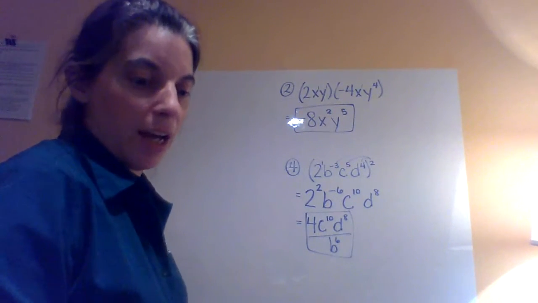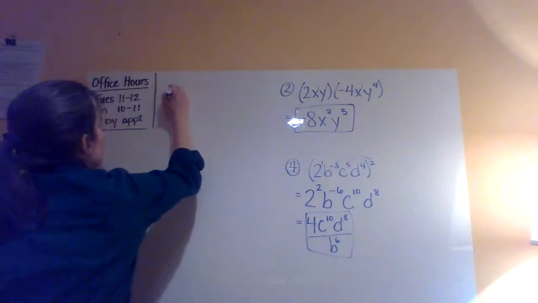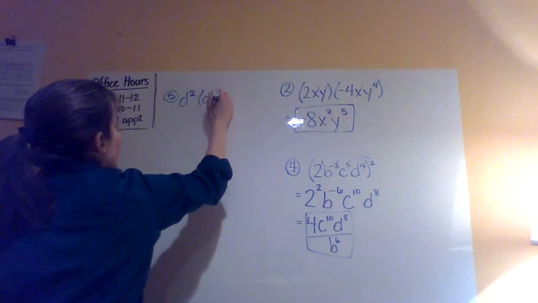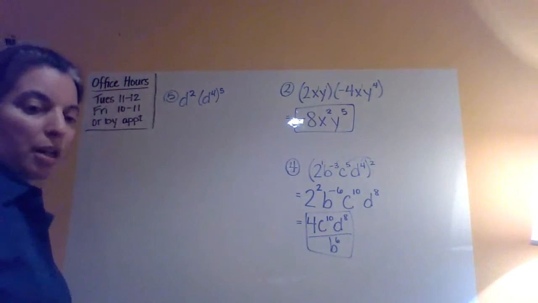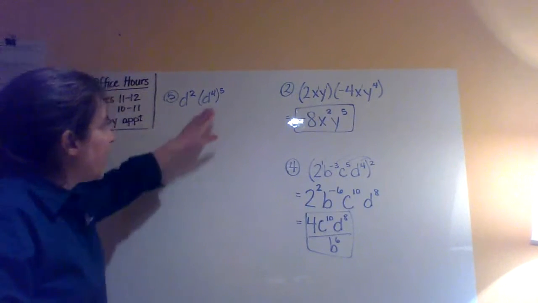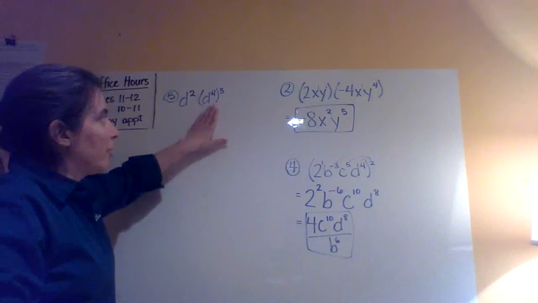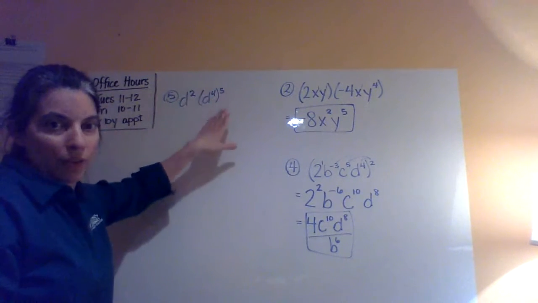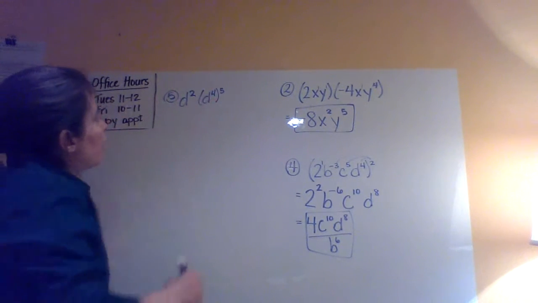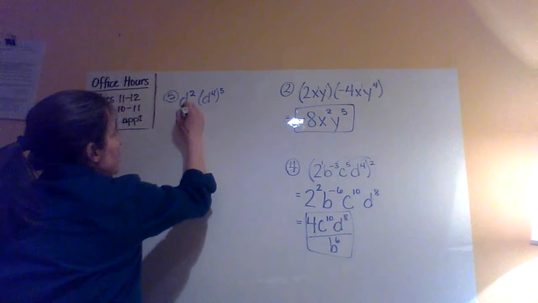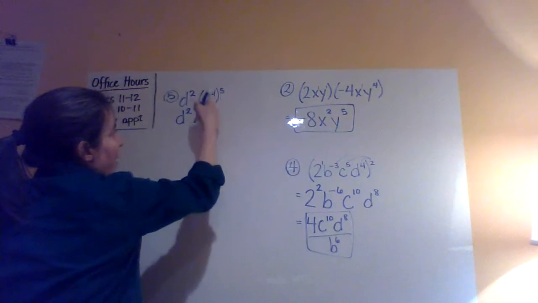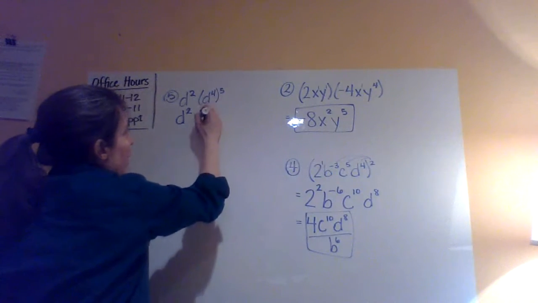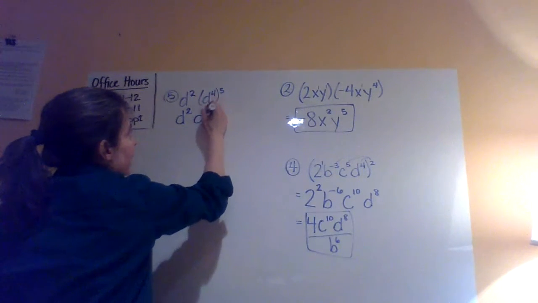Okay, number 5. We have D squared times D to the 4th raised to the 5th power. So we always want to take care of these things that are in the parentheses first, because I can't combine these two while this is still in parentheses. Okay. So one way to do it is to say, okay, I'm going to use the power rule on this. So D to the 4th to the 5th, I multiply those two, and I get D to the 20th.